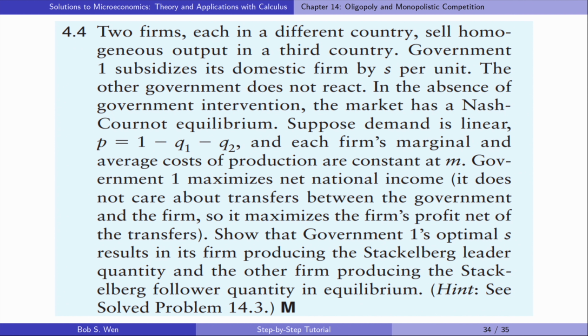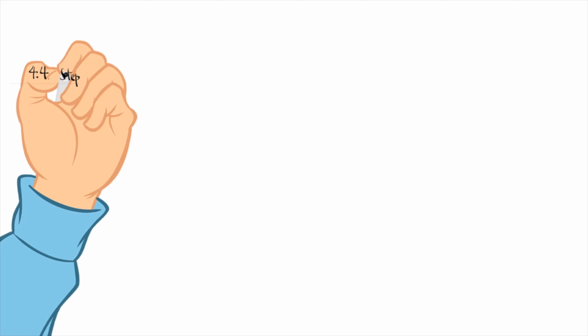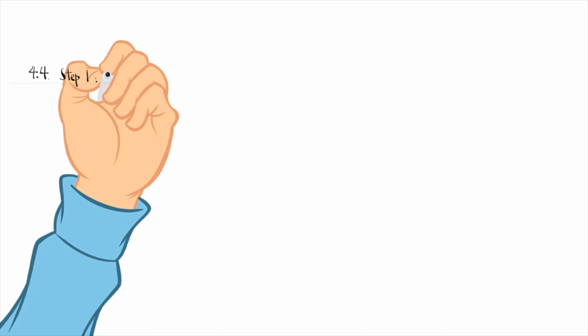So the government's optimal S results in its firm producing the Stackelberg leader quantity and the other firm producing the Stackelberg follower quantity in equilibrium. We solve the problem in two steps. In the first step, we find the Stackelberg quantities.